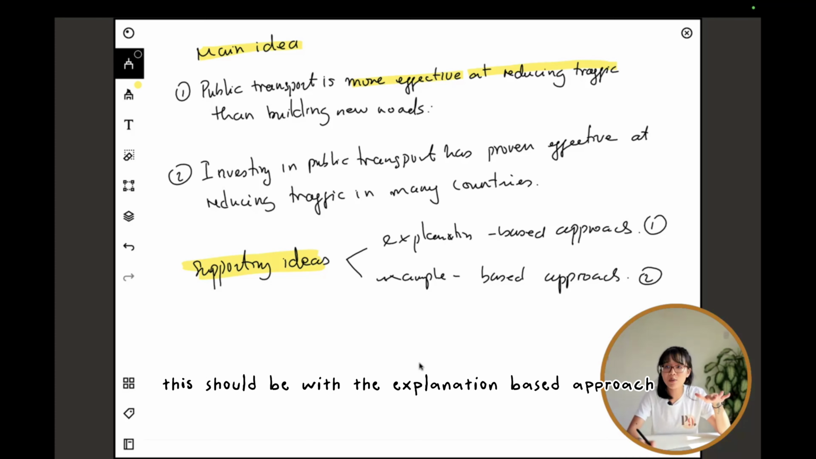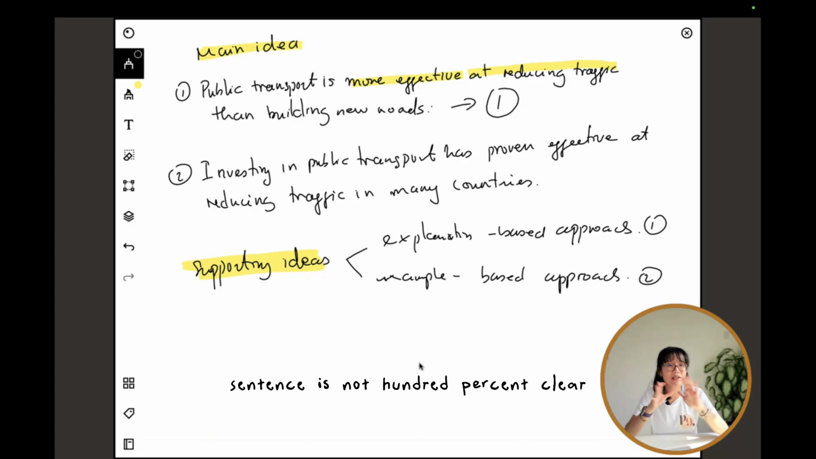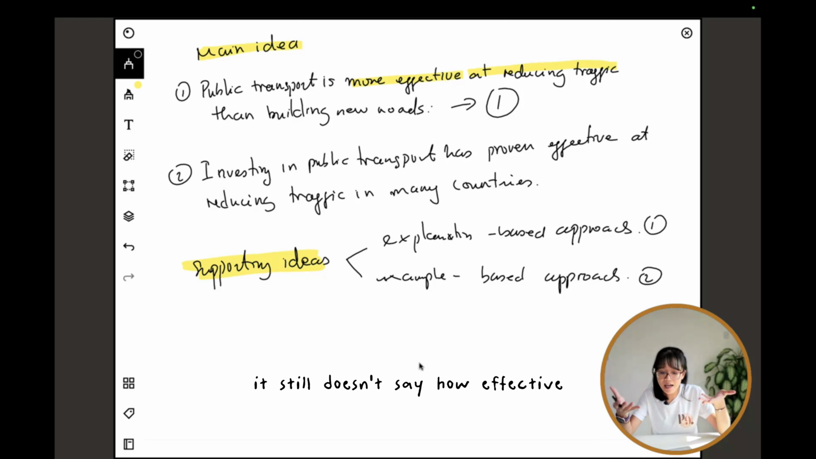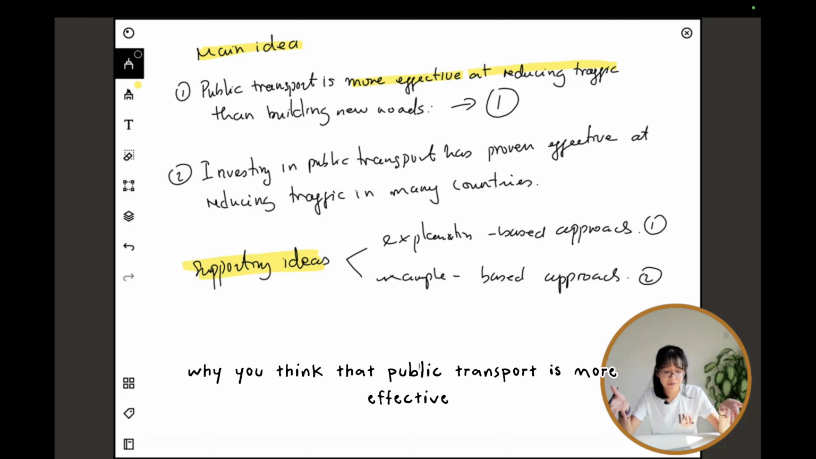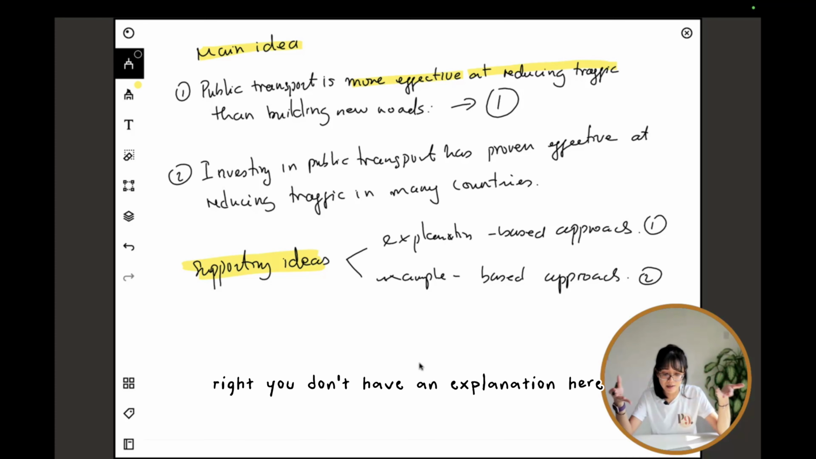This one should be with the explanation-based approach because the topic sentence is not 100% clear. If you do not explain it, it still doesn't say how effective and why you think that public transport is more effective. Right? You don't have an explanation here.